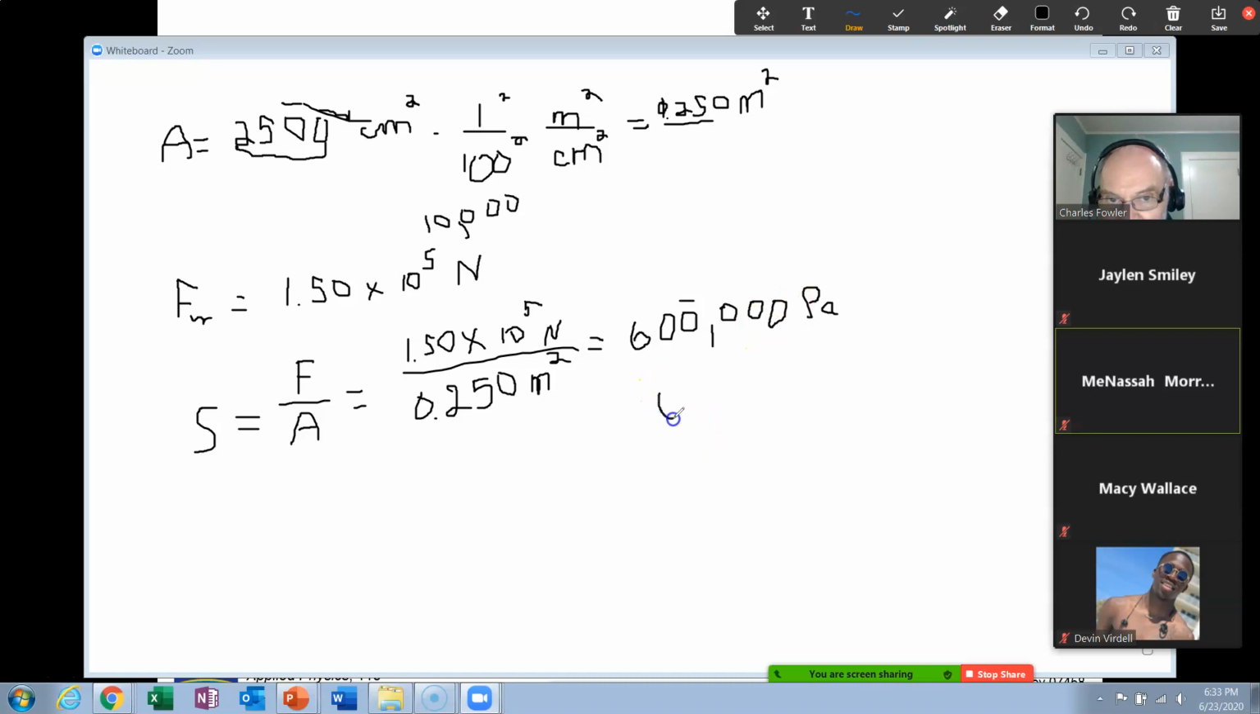So you could write that as 600, again with this 0 being significant, kilopascals, because kilo means 1,000. So instead of your comma there, put a kilo. K stands for 10 to the third kilopascals. Or you could say 6.00 times 10 to the fifth pascals. And they wrote it both ways, 6.00 times 10 to the fifth pascals, or 600 kilopascals.